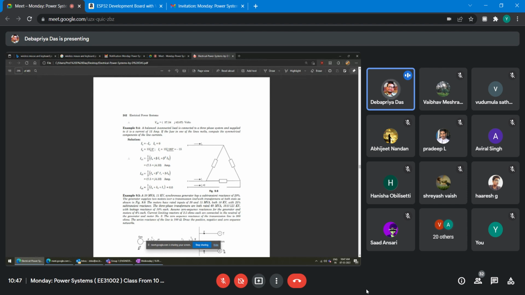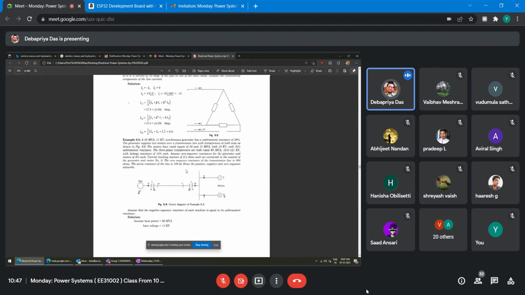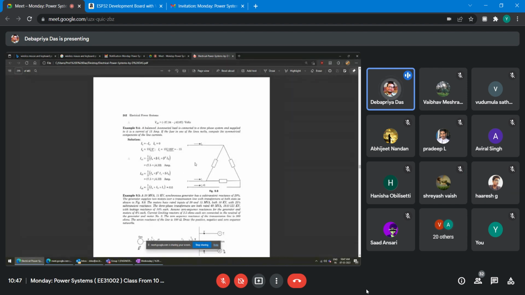Now my question is, suppose a star connection is there, and suppose one of the delta parts is open. Find out what will be the positive, negative and zero sequence components of the line current as well as the phase current, right? Suppose this is closed, but either this or this or this, one is open, right? So you have to find the positive, negative, zero sequence components of the line current and phase current, right? So this is a simple problem.